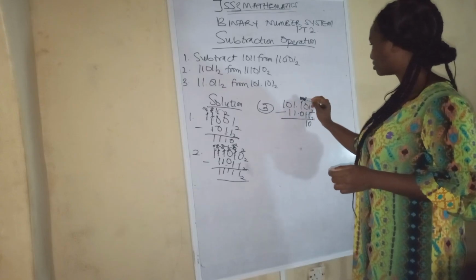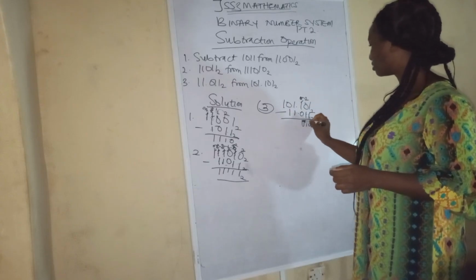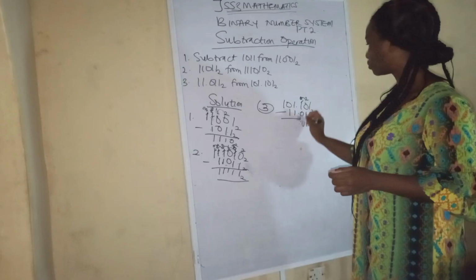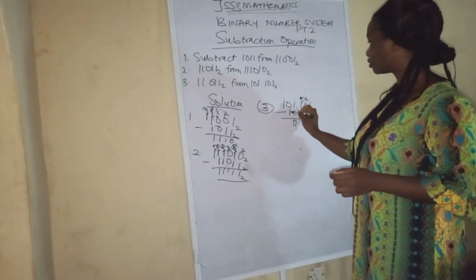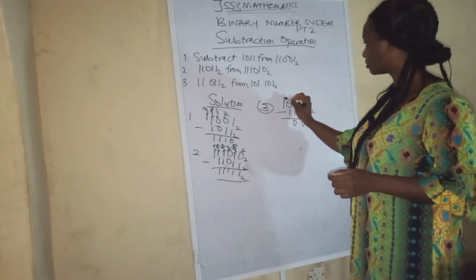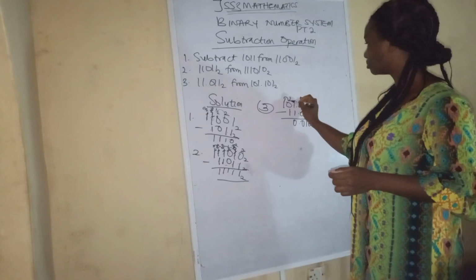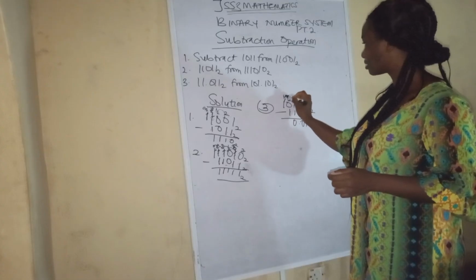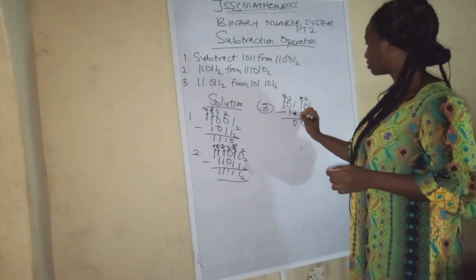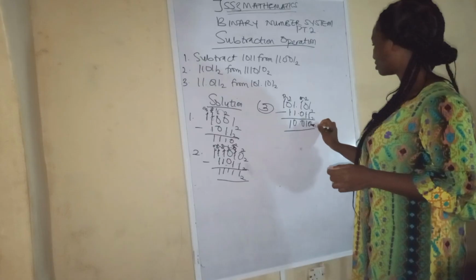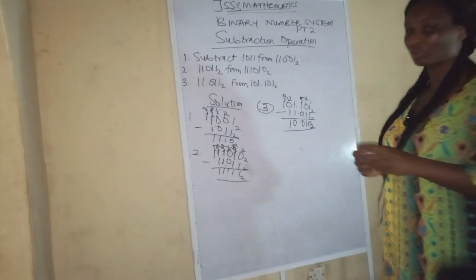So now this one is what? Is 0. 0 minus 0 is 0. Point 1 minus 1 is 0. So 0 minus 1 is impossible. So we borrow from here, which is the 2. So this 2 will be moved to this place. This will automatically turn to 0. So 2 minus 1 is 1. So that is our final answer. It's as simple as that.